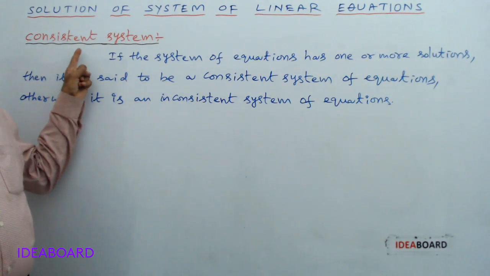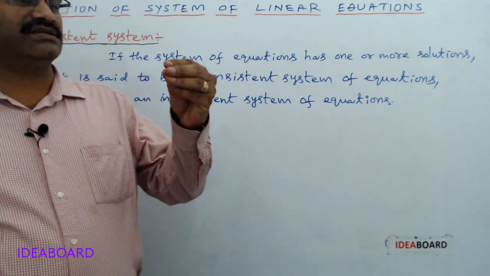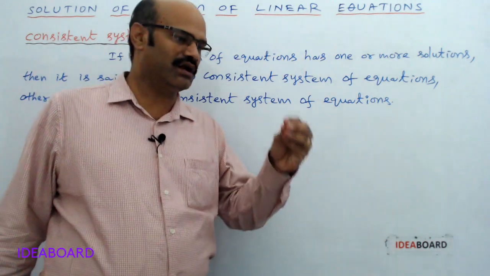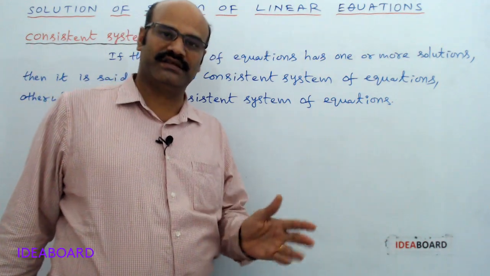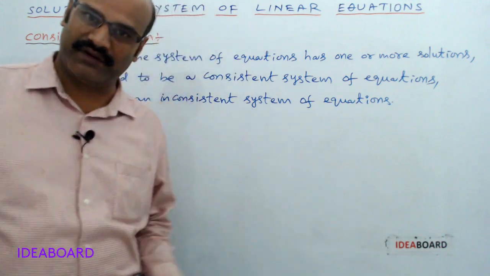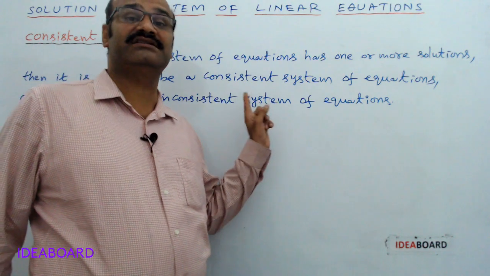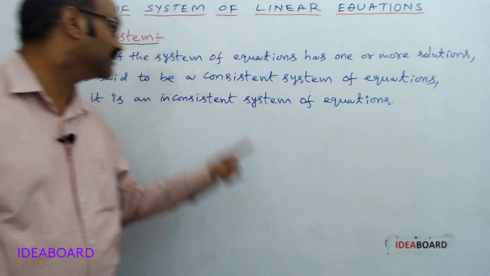Now we have to discuss consistent systems. A consistent system means that if the system of equations has one or more solutions, then we say that the system of equations is said to be consistent. Otherwise, that system of equations is said to be an inconsistent system of equations.